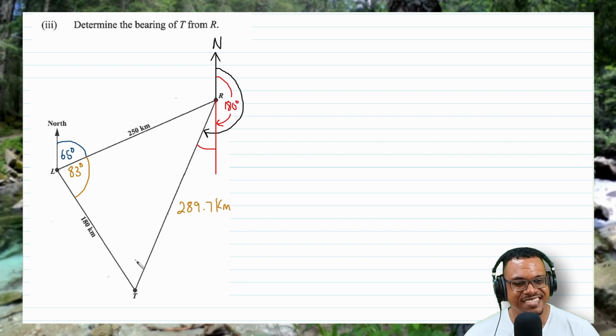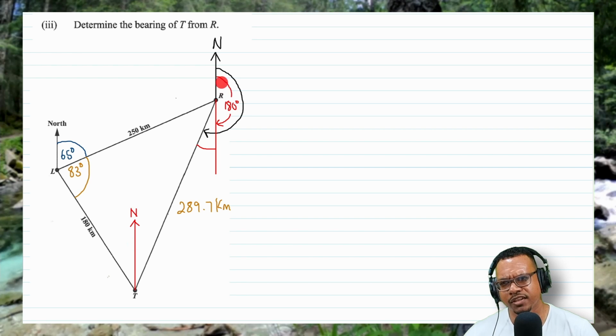What I could do is use the sine rule to find out what is this angle here. And I could split this up by bringing a north line up from T like this. And these two north lines will be parallel to each other. So we have a Z here. So we have alternate angles. So this little piece here will be equal to this little piece here.